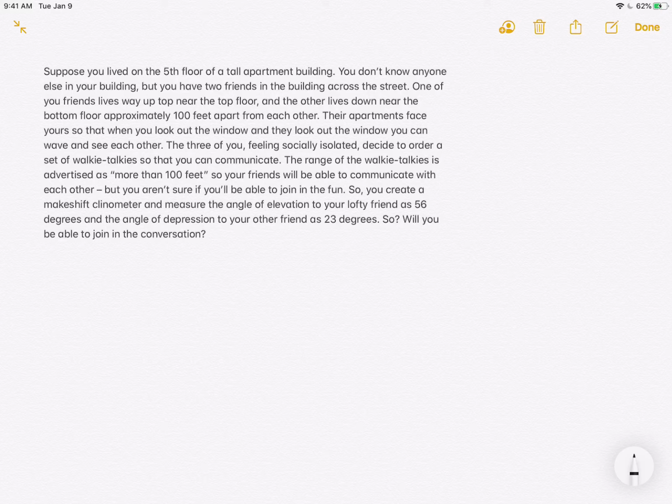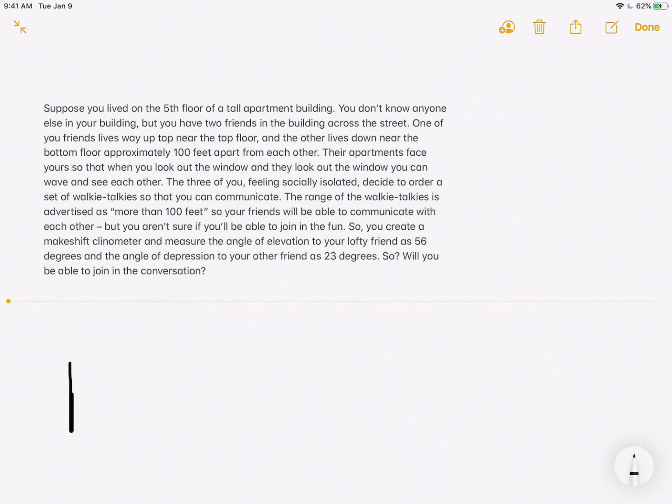So here we are. This one is a little wacky. Suppose you lived on the 5th floor of a tall apartment building. You don't know anyone else in your building, but you have 2 friends in the building across the street. One of your friends lives way up near the top floor, and the other lives down near the bottom floor, and they're approximately 100 feet apart from each other. Their apartments face yours so that when you look out the window and they look out the window, you can wave and see each other. Okay, let's stop there and start to try to draw.